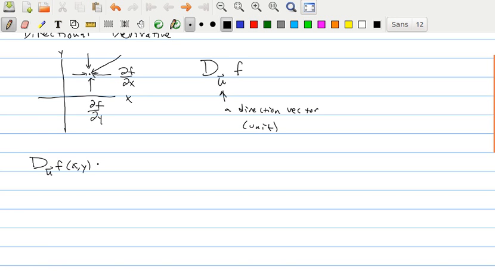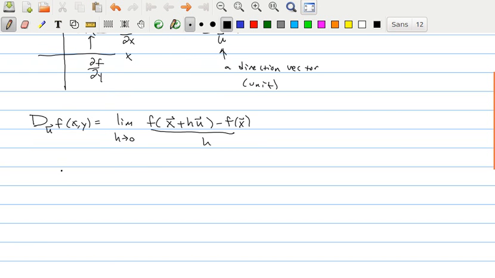If we look at just x and y for now, well, first we're going to think of (x, y) as a vector. And this gives us the limit as h goes to 0 of f of, well, treat that (x, y) as a vector, plus h times the direction, minus f of x, all over h. So this is the directional derivative in the direction u. Let's maybe see an example of this.